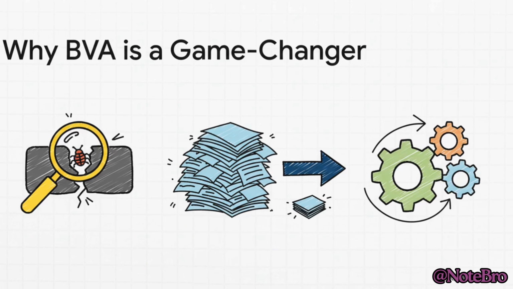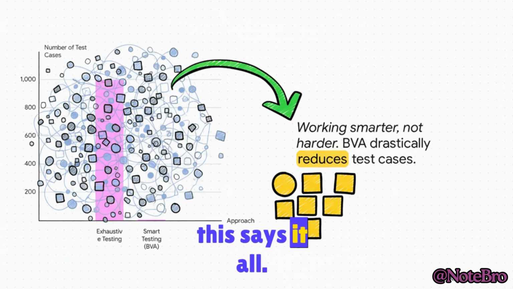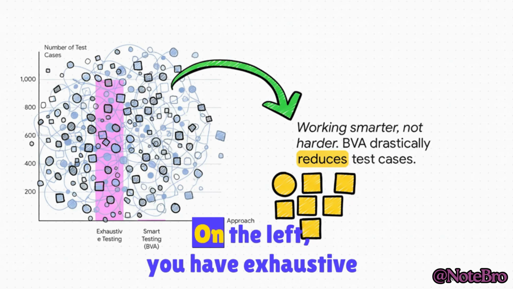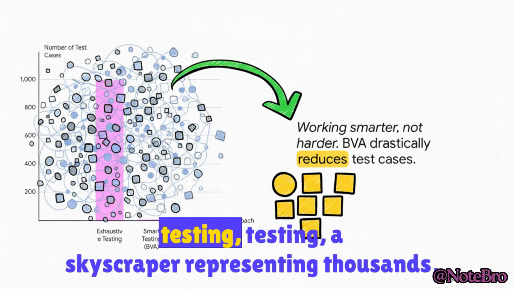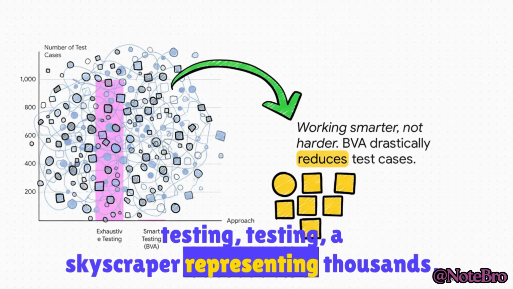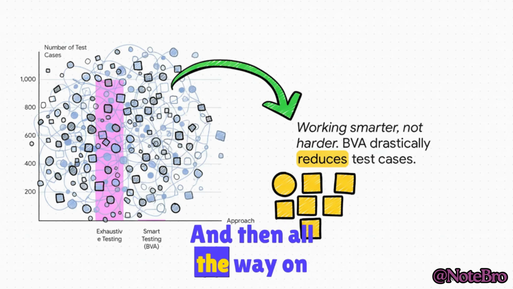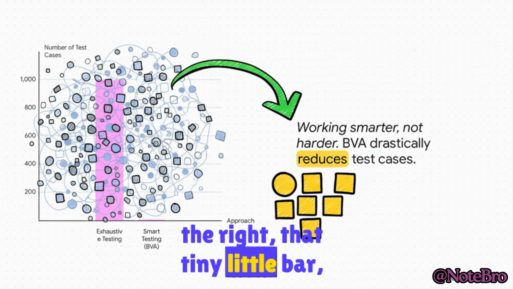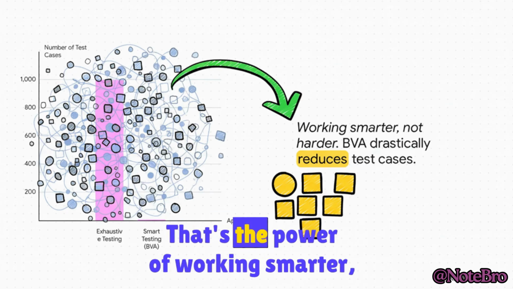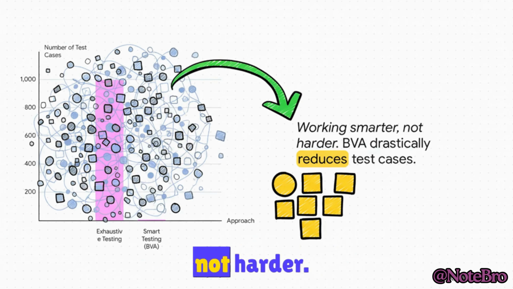And finally, it gives you a clear, systematic process that anyone on the team can understand and use. And if you want a visual, this says it all. Look at that difference. On the left, you have exhaustive testing, a skyscraper representing thousands, maybe even millions of tests for a complex system. And then, all the way on the right, that tiny little bar, that's BVA. That's the power of working smarter, not harder.